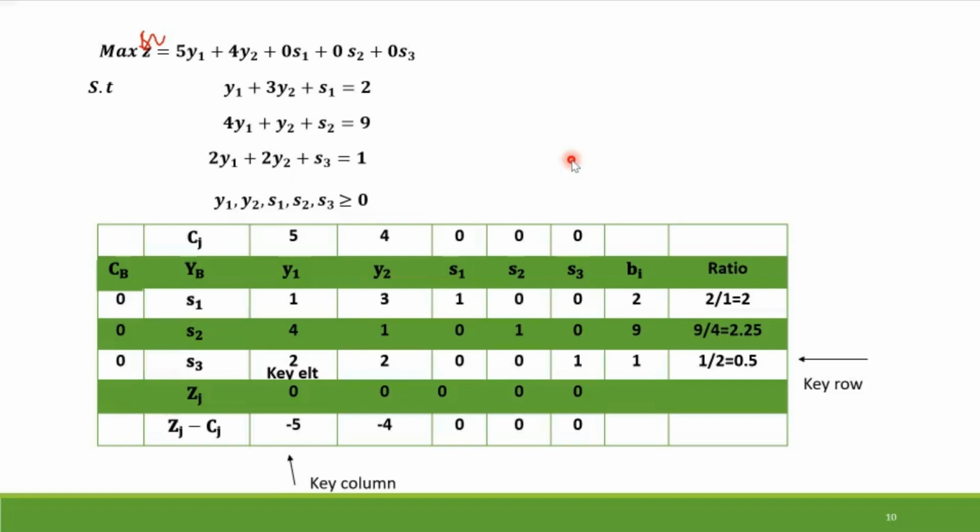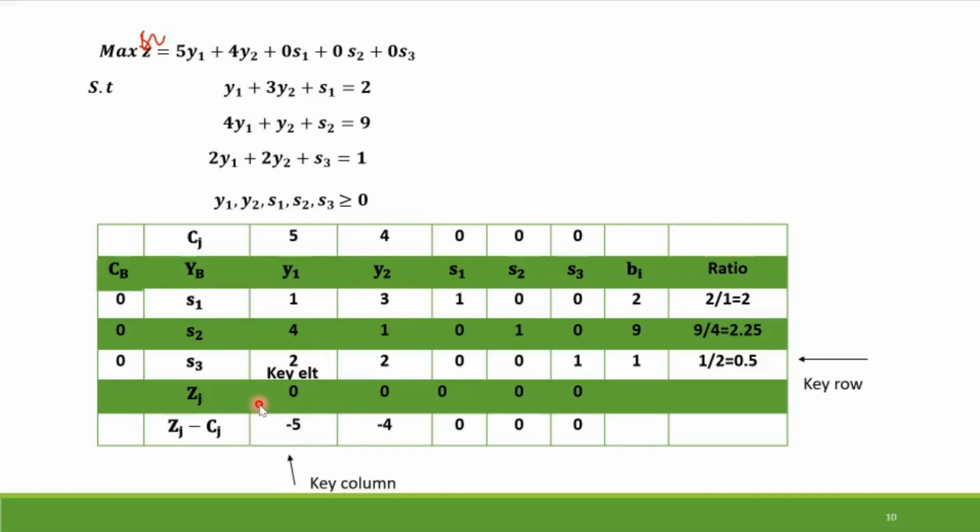After getting the key element, what is the next procedure? Divide by 2. Since 2 is the key element, divide the entire row. Divide the third row by 2. Do not use any other transformation. Don't interchange the first row and the third.